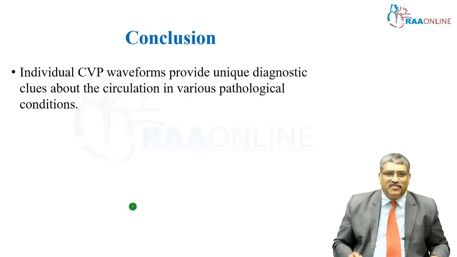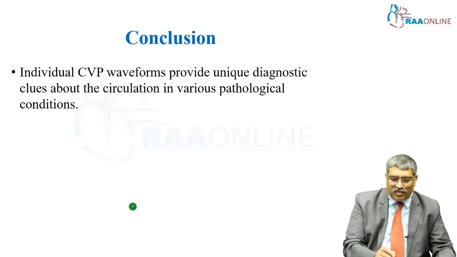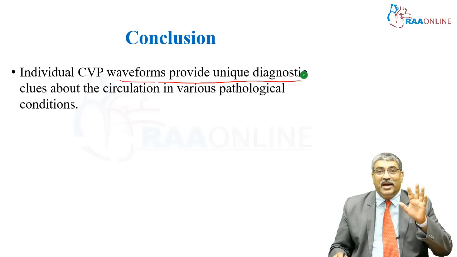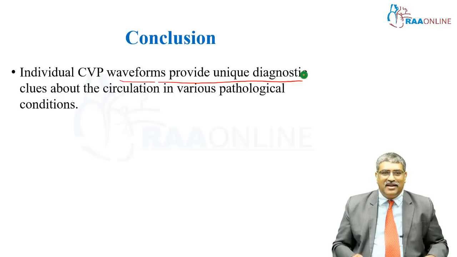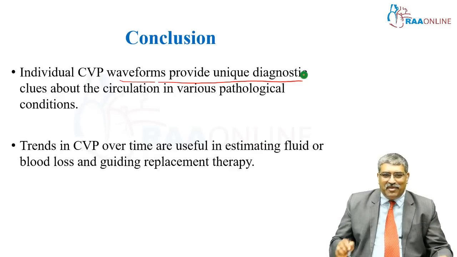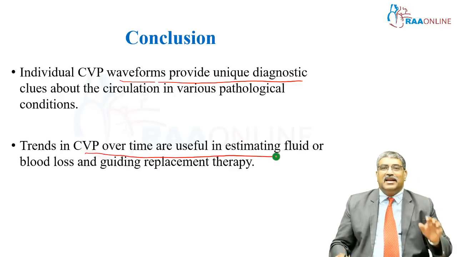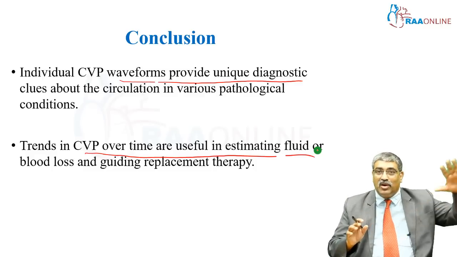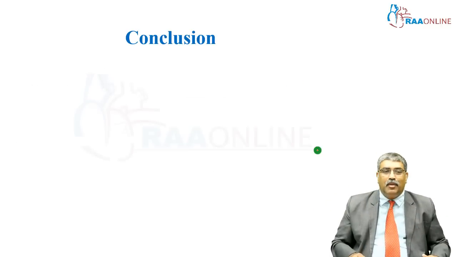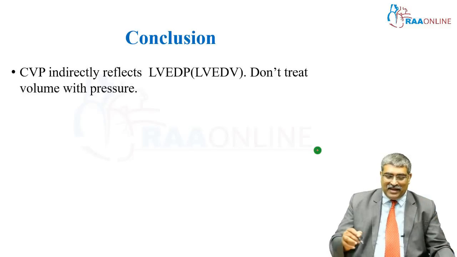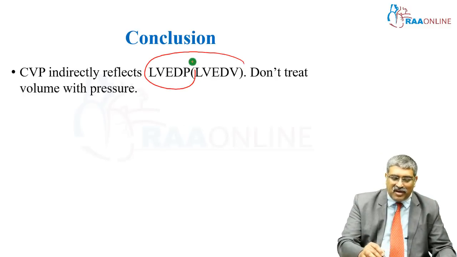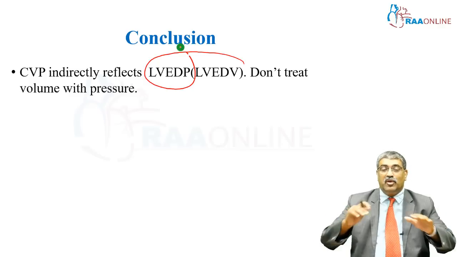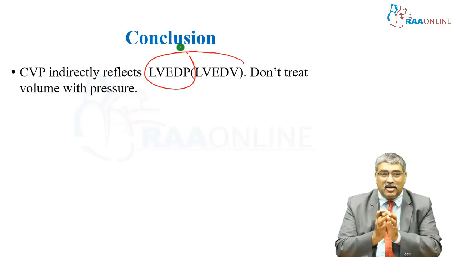So to conclude, individual CVP waveforms provide unique diagnostic clues about the circulation in various pathological conditions. The trend in CVP over time is useful in estimating fluid or blood loss and guiding replacement therapy. So one is with waveform and one is with number. CVP indirectly reflects left ventricular end diastolic pressure, which indirectly reflects the left ventricular end diastolic volume, provided the compliance of the ventricle is normal.